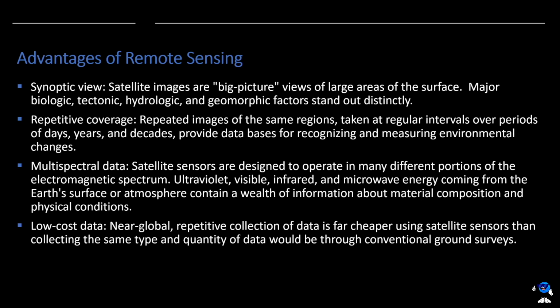While we're focusing on satellites, images can be from planes and UAVs. A synoptic view: satellite images are big picture views of large areas of the surface. The positions, distribution, and spatial relationships of features are clearly evident. Mega patterns within landscapes, seascapes, and icescapes are emphasized. Major biological, tectonic, hydraulic, and geomorphic factors stand out distinctively.